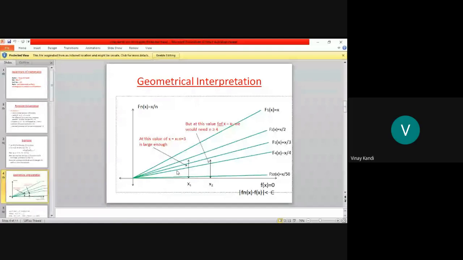Now this is the limit function f of x, okay? When I take the point x1, I take capital N as small n equals 3, so f3 of x1 minus f of x1, then this condition is satisfied, which is the definition of pointwise convergence. f3 of x1 minus f of x1 is less than epsilon.